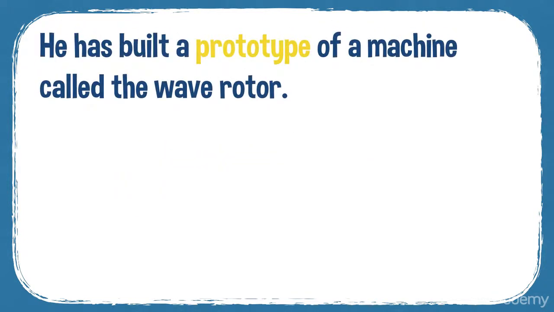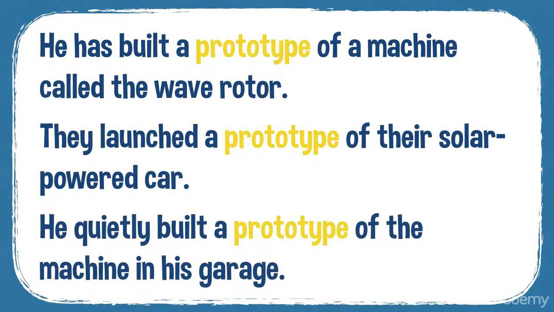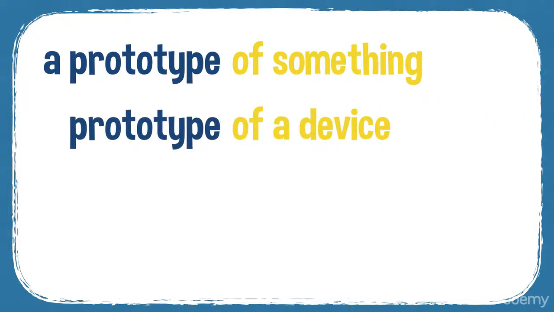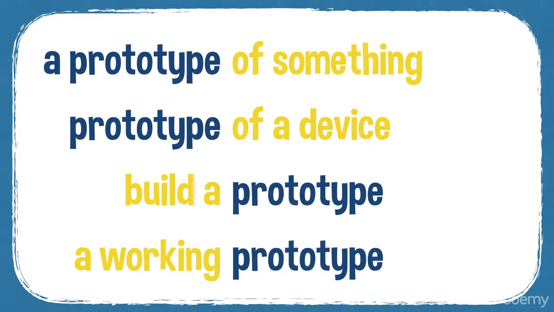He has built a prototype of a machine called the wave rotor. They launched a prototype of their solar-powered car. He quietly built a prototype of the machine in his garage, or garage, as some people pronounce it. So you can have a prototype of something, such as a device or a car. You build a prototype, and you make a working prototype. So, for example, the car we looked at was a working prototype.